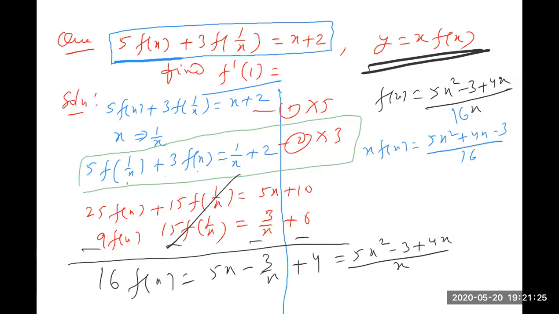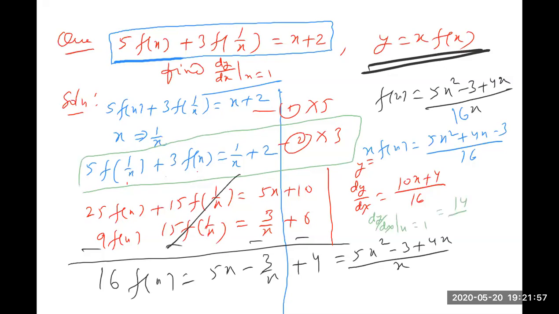So not this, you have to calculate dy by dx at x equal to 1. The question is to find dy by dx at x equal to 1. So this is y. So dy by dx will be (10x + 4)/16. Now put x equal to 1. So dy by dx at x equal to 1 is 14/16, which is 7/8. This will be the answer.